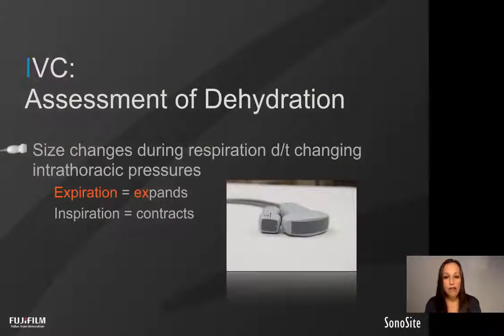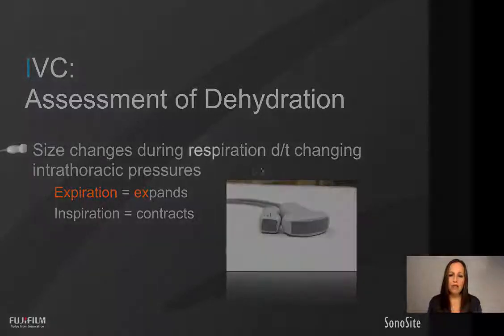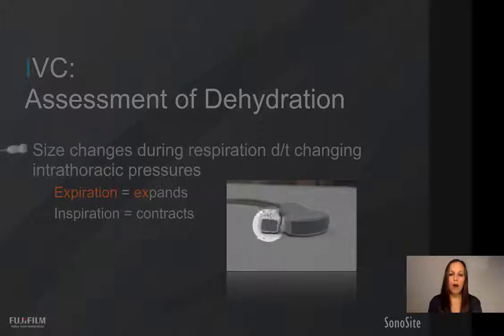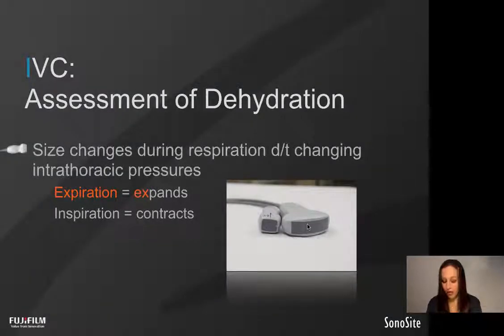What we're looking for is changes of the size of the inferior vena cava with respiration. With respiration, there should be variation, and this is because of changing intrathoracic pressures. The way you can remember is that with expiration, the IVC will expand, and with inspiration, it will contract. Now again, you can use the phased array, which we talked about before, or we can use the curvilinear transducer, and it's really whichever one you have.